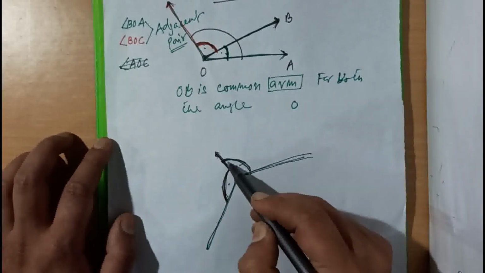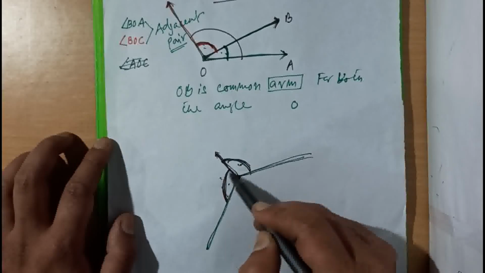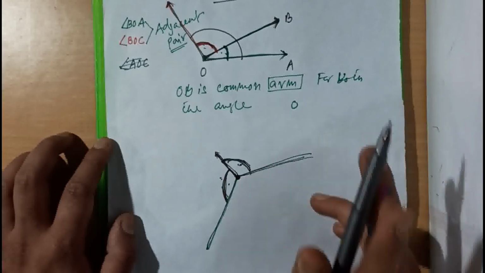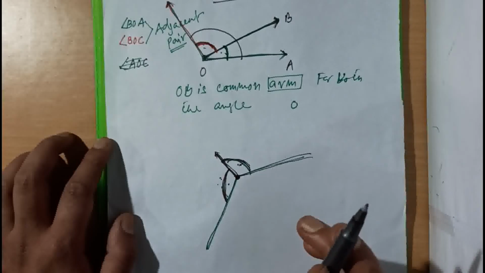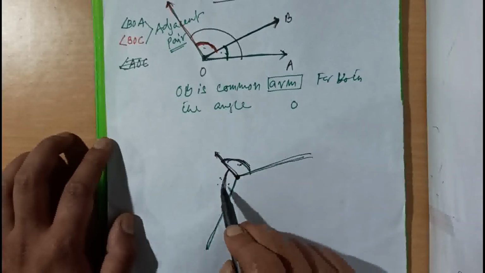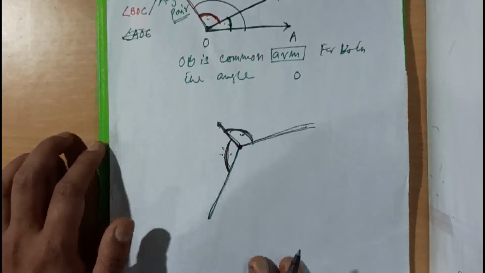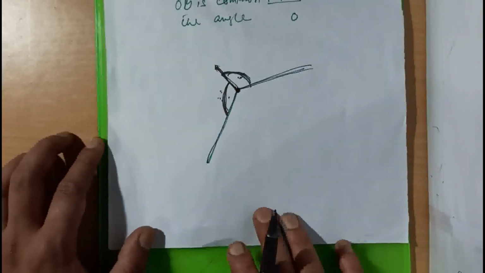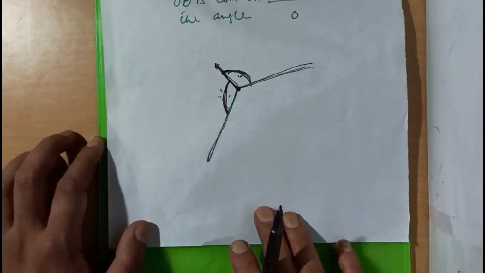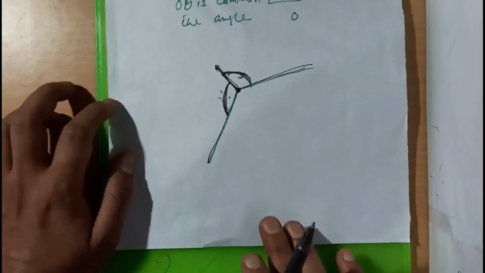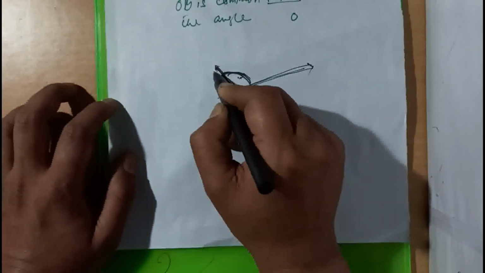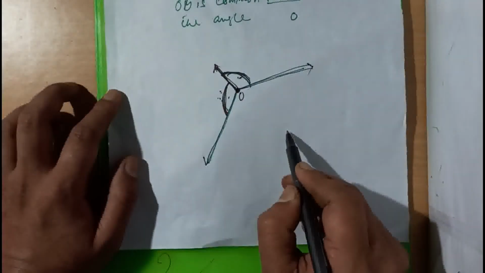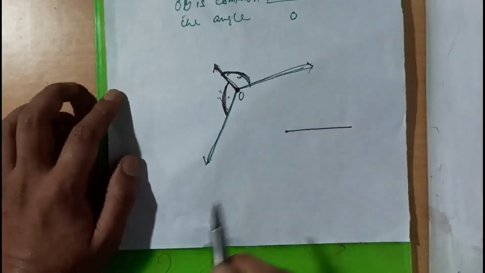So this type of pair. Now this is a pair of angles. Two things make one pair, like a pair of shoes. Since there are two angles, they make a pair, and these are called adjacent pair. Now let us draw another adjacent pair. So let me take a ray.